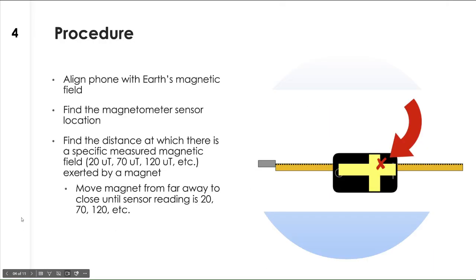So our procedure: we aligned our phone with Earth's magnetic field. We found the magnetometer sensor location and taped it out as shown in this image. And then we found the distance at which there's a specific measured magnetic field. So we moved this bar magnet along a meter stick from far away to close to the sensor until the sensor reading was a specified value: 20, 70, 120, going up by 50 microtesla.